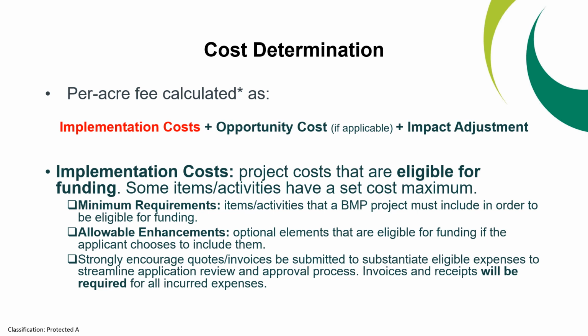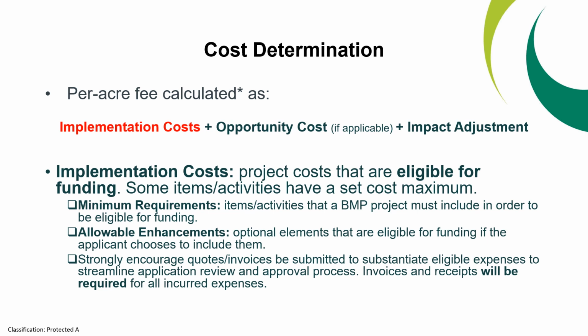So first up, we'll talk about implementation costs. These are the project costs that are eligible for funding in a BMP project. Not every expense will be covered. So for example, a herbicide application is not an eligible expense. We will only cover expenses listed in the funding list, so please make sure you review that before applying. And also some items that are covered will have a set cost maximum. There is a cost maximum table at the end of the funding list that outlines each item that has a maximum cost associated that can be expensed.